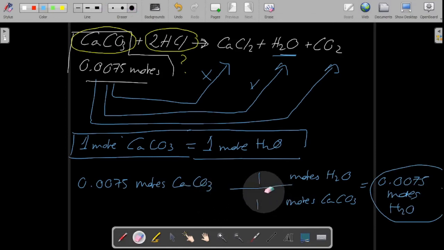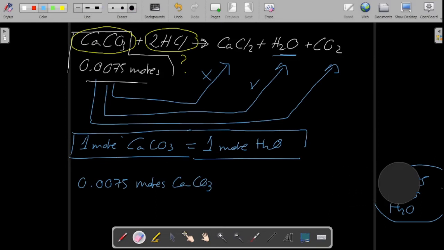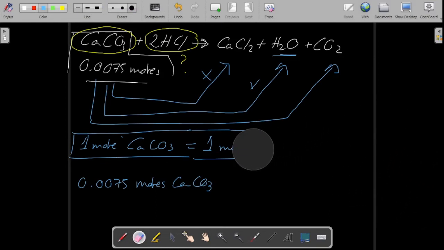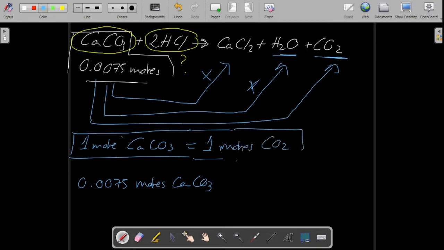I'm going to leave this part the same. I'm just going to erase this because we always start with the same. And I'm going to erase these because that's what's changing. Make sure that I got it. This has been done. Now we're trying to calculate the amount of carbon dioxide that we are producing here. So 1 to 1 again. So moles of carbon dioxide.